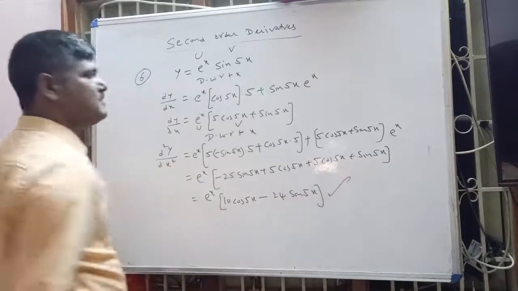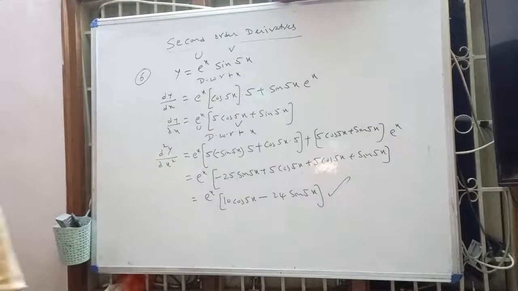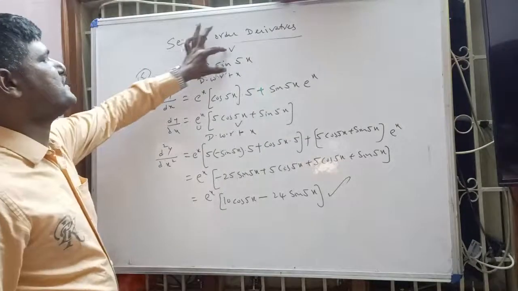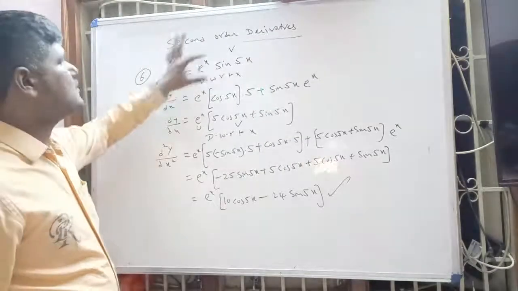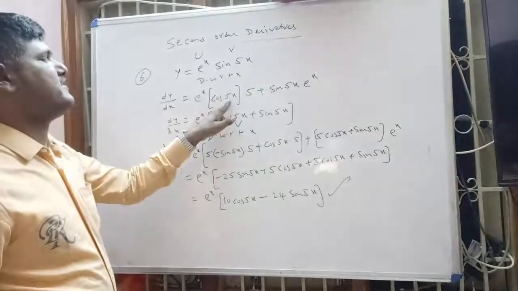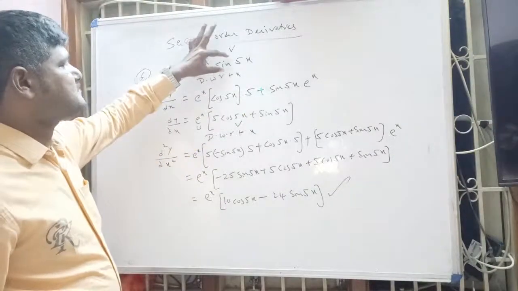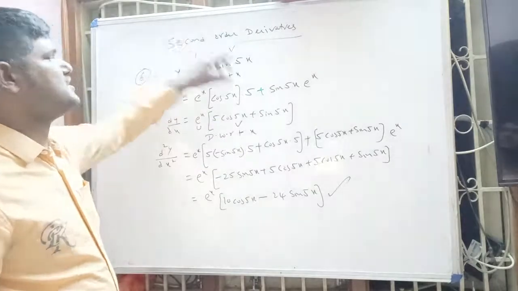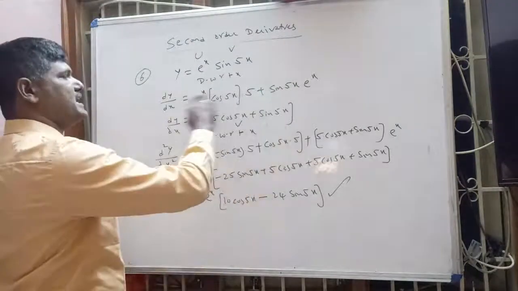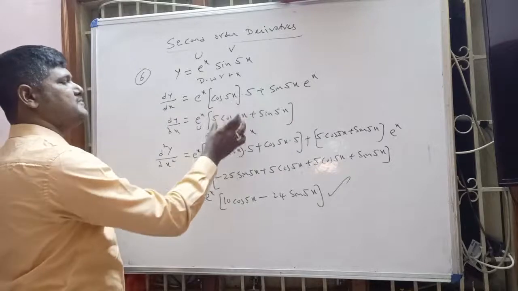This is the answer. They may ask this question for 2 marks, there is no doubt. I repeat once again, it's not a big one, but the steps are more. This is u, this is v. u, e power x into sin 5x, cos 5x, 5x derived to 5, chain rule. Plus sin 5x into e power x derived to e power x. Overall take e power x common. 5 cos 5x plus sin 5x.